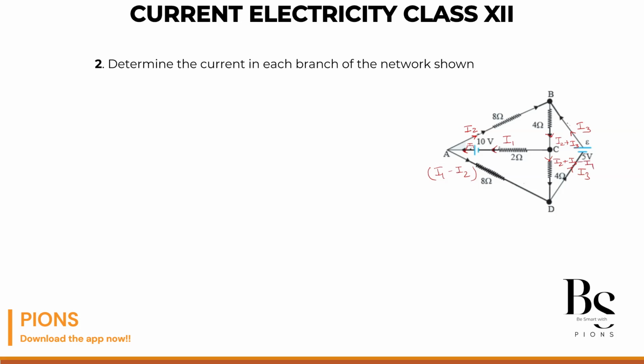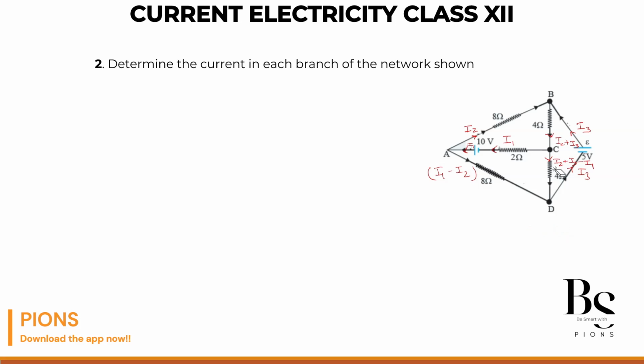Let me repeat again. The current coming from B to C is I2 plus I3, and current going from C to A is I1. So current going from C to D will be I2 plus I3 minus I1. And from A to D, current is coming I1 minus I2. So let's add plus I1 minus I2. You can see here I1 cancels with I1, I2 cancels with I2, and you are left with I3. We are left with current I3 which is going back to the battery, and our junction rule is satisfied.